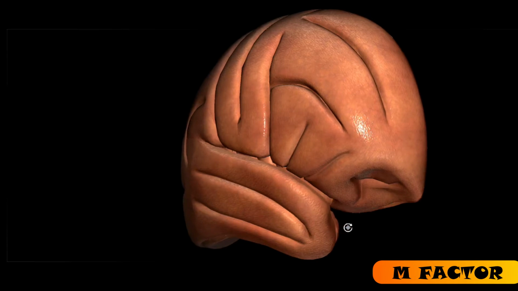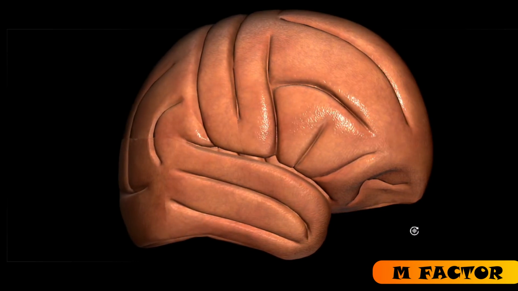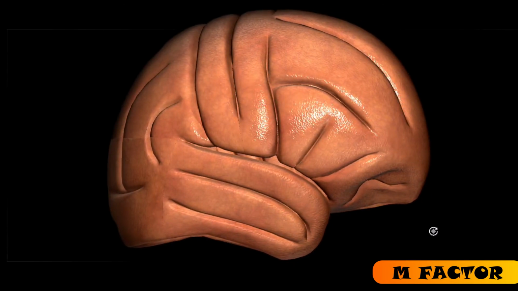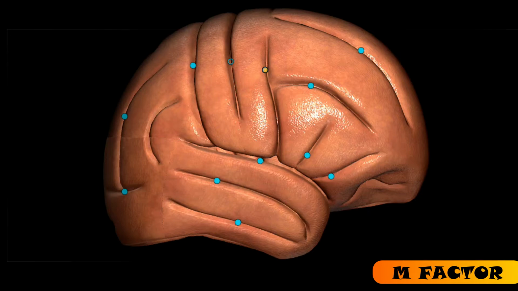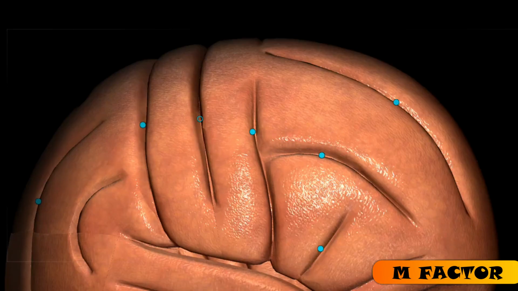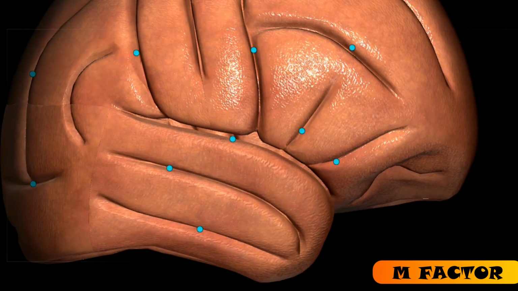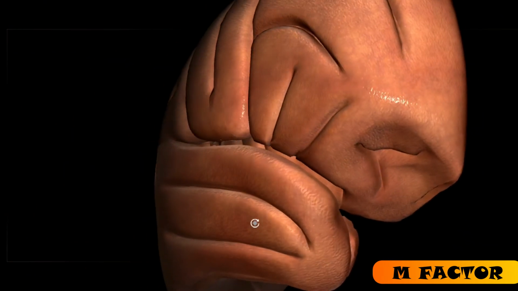Sulci and gyri on the supralateral surface. This is the supralateral surface of the cerebral cortex, and one of the important sulci we have described is the central sulcus. The central sulcus divides the frontal lobe and the parietal lobe, and the lateral sulcus is the sulcus that divides the temporal lobe and the frontal lobe. The lateral sulcus begins on the inferior surface.